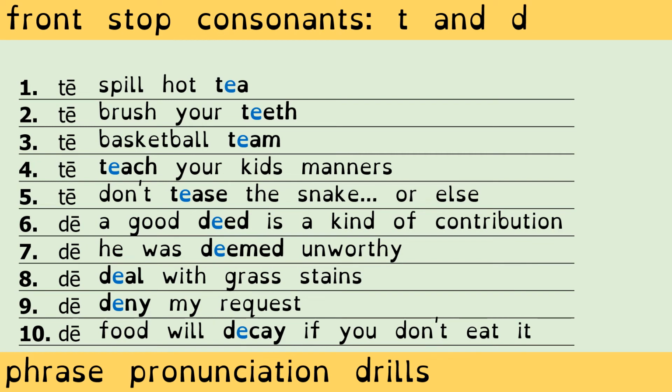The long E sound. Ready? Here we go. 1. T. Spill hot tea. 2. T. Brush your teeth. 3. T. Basketball team. 4. T. Teach your kids manners. 5. T. Don't tease the snake or else. 6. D. A good deed is a kind of contribution. 7. D. He was deemed unworthy. 8. D. Deal with grass stains. 9. D. Deny my request. 10. D. Food will decay if you don't eat it.